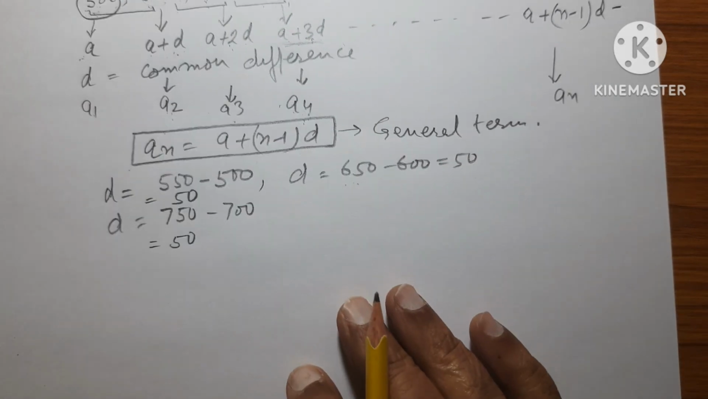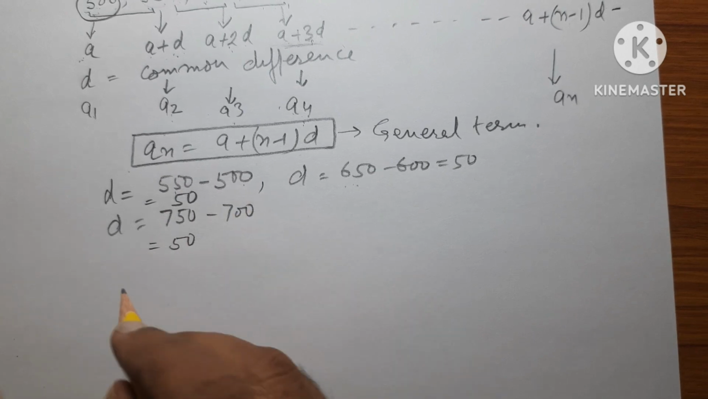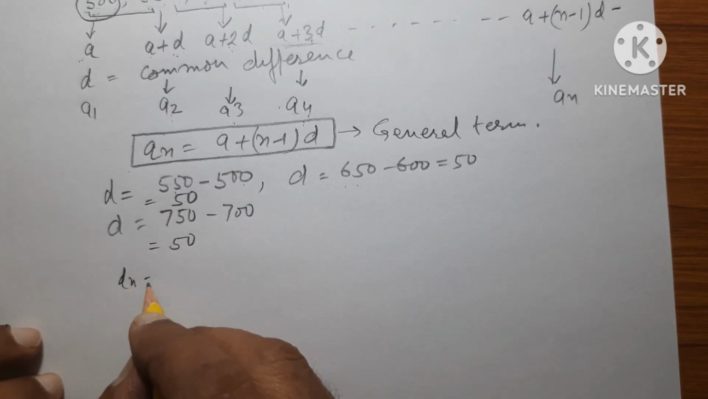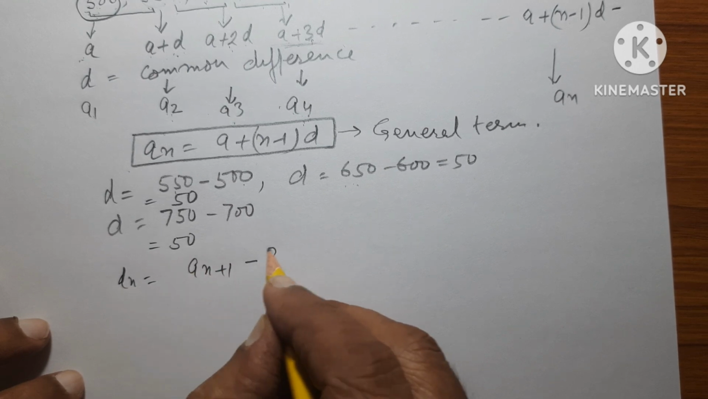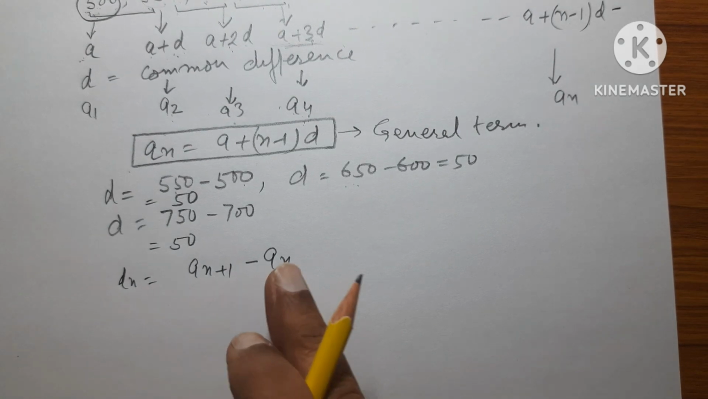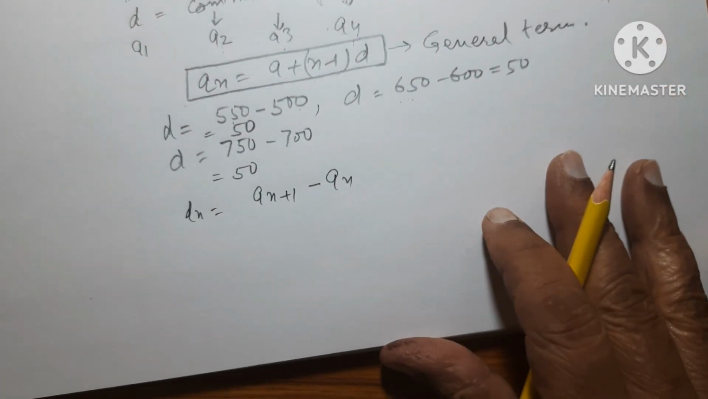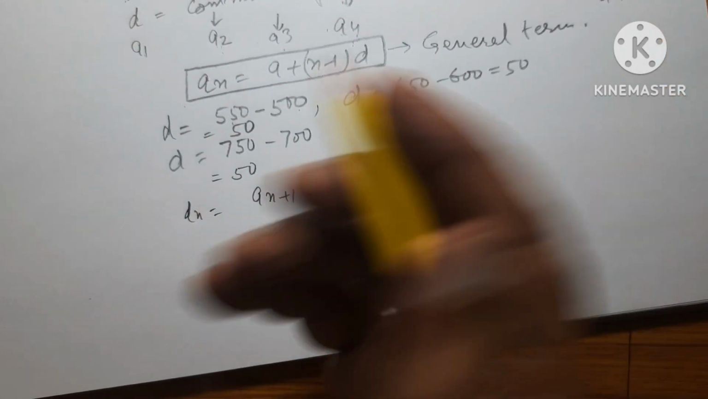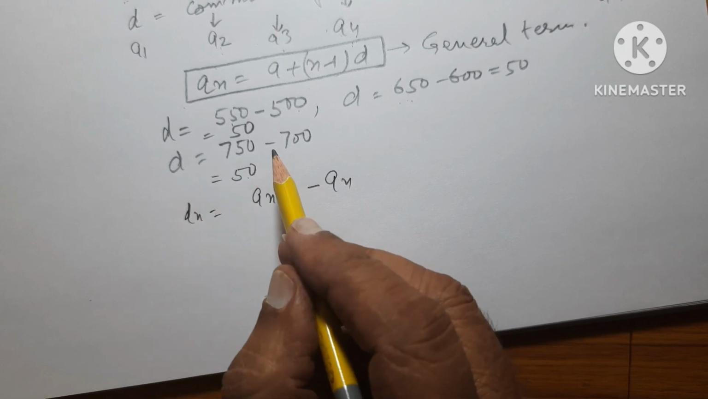So is it clear? Don't subtract this from this. You have to subtract. In the formula we will write d equals a(n+1) minus a(n). अगली टर्म में से पिछली वाली टर्म को माइनस कर. हो गया क्लियर? उसके बाद d can be positive, d can be negative also.